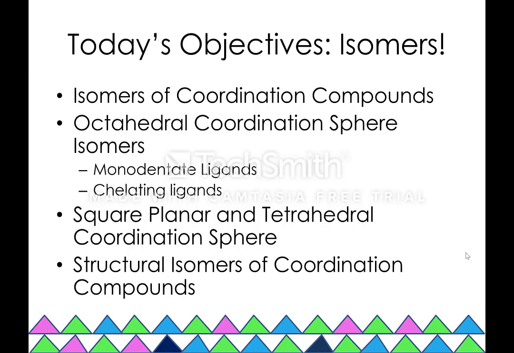In this lecture, we're going to continue our discussion of isomers. Specifically, we're going to talk about isomers of coordination compounds. We will discuss octahedral coordination sphere isomers with monodentate ligands and chelating ligands, and then we'll move on to square planar and tetrahedral coordination spheres. Finally, we'll discuss structural isomers of coordination compounds.